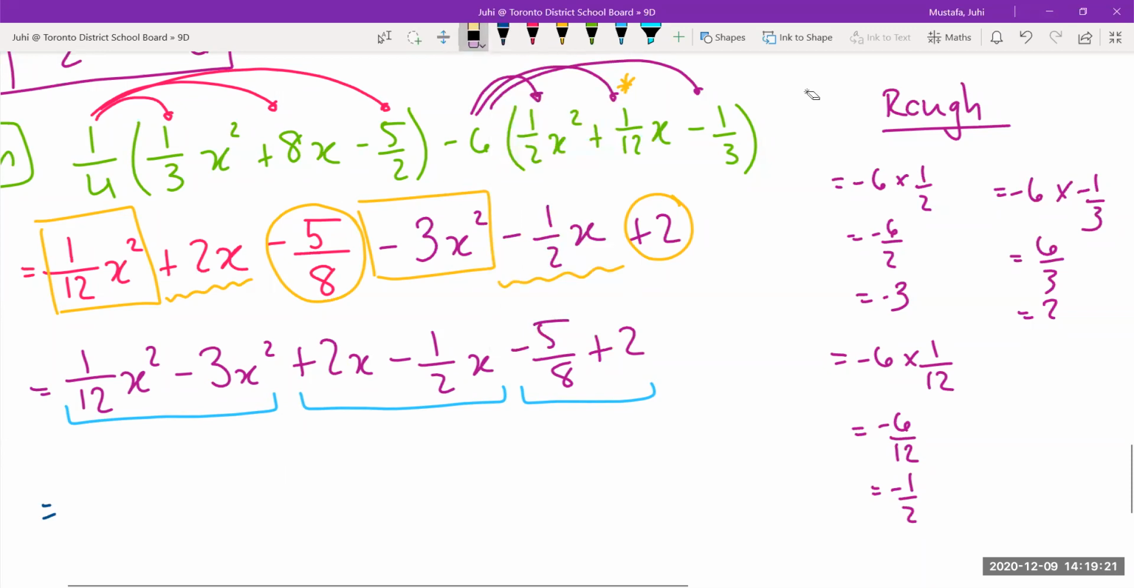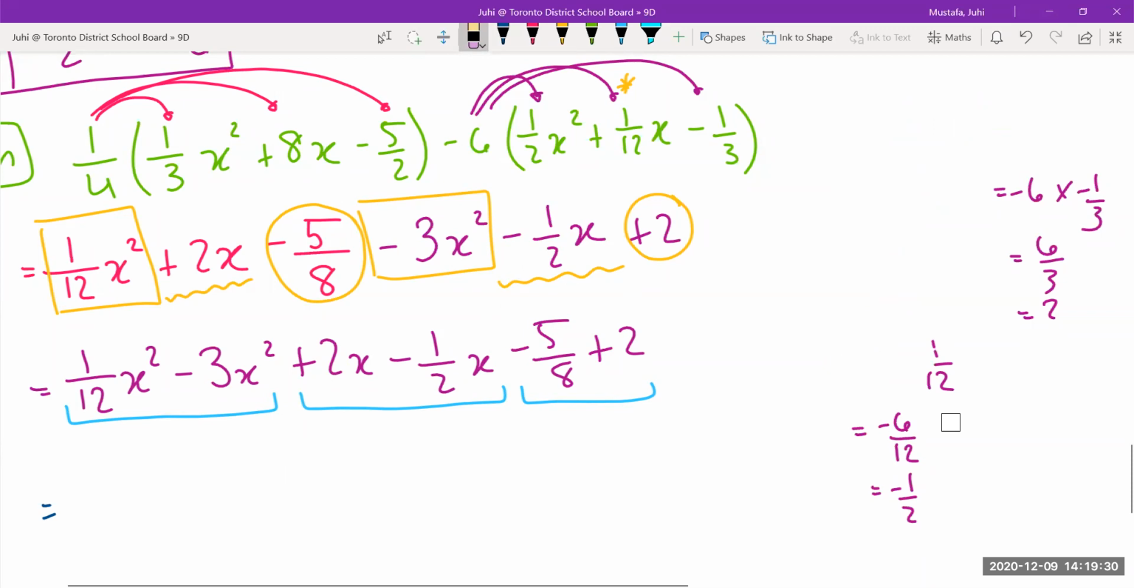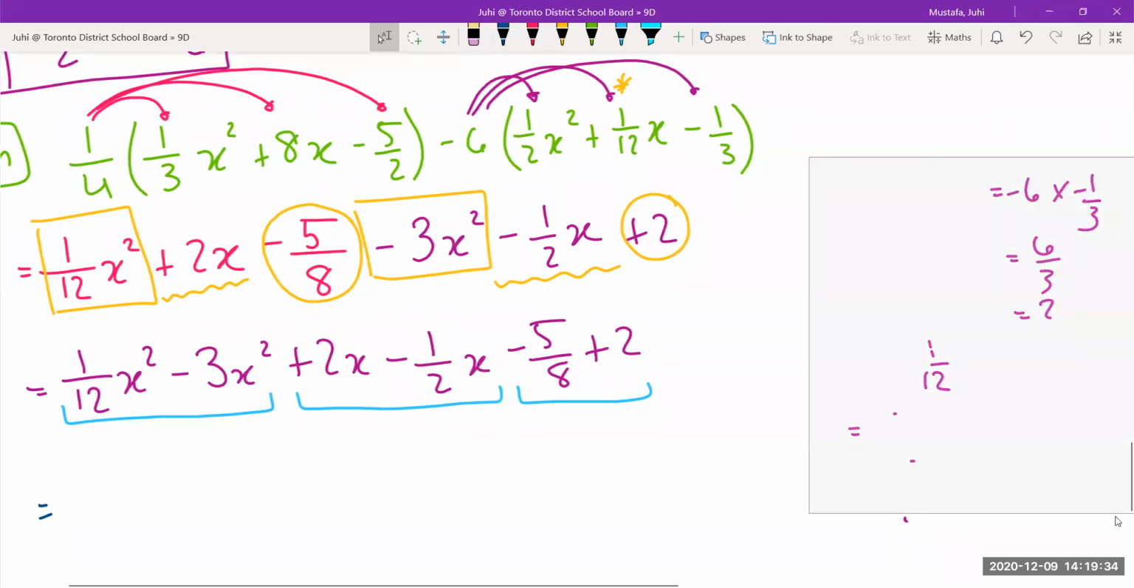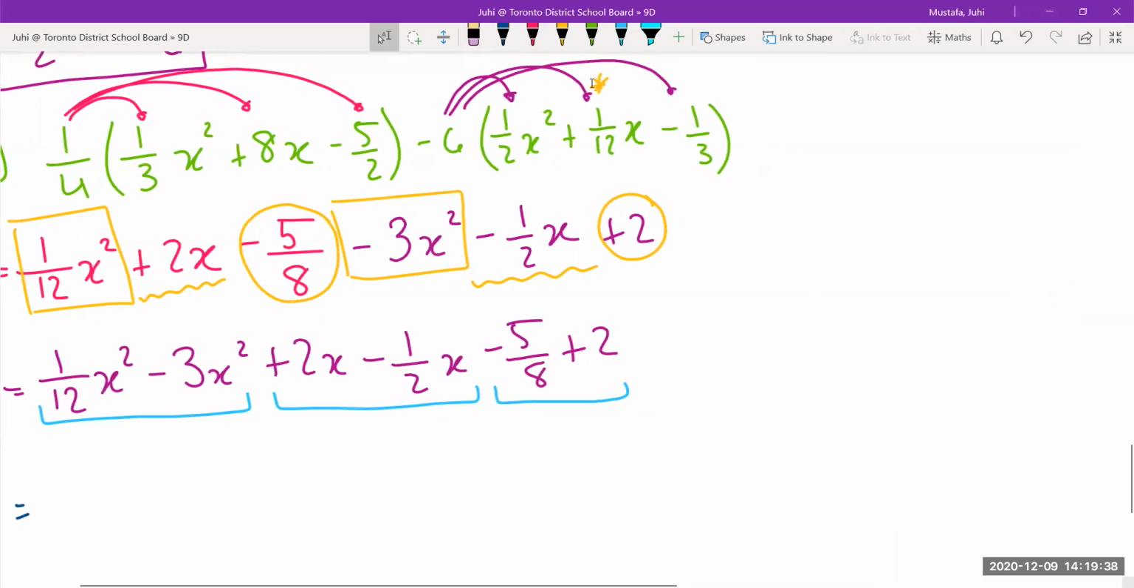I'm going to just erase all of this so I can... oh, it takes so long to erase. Is there a better way? Oh yes, that's the best way to do this. Erase that and erase that. Okay. Technology.